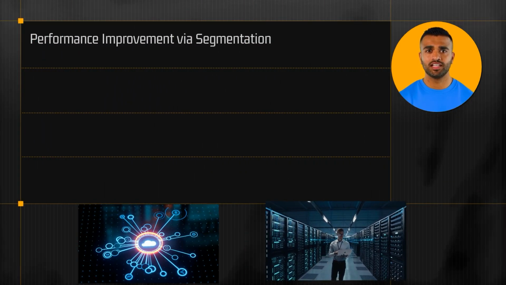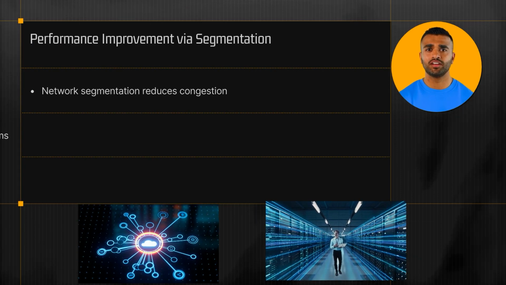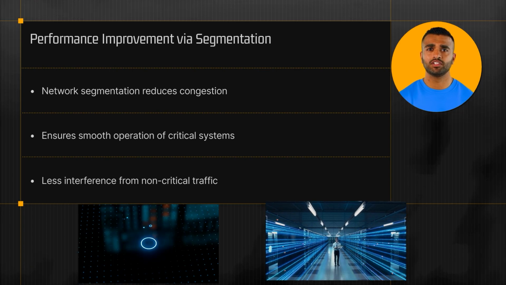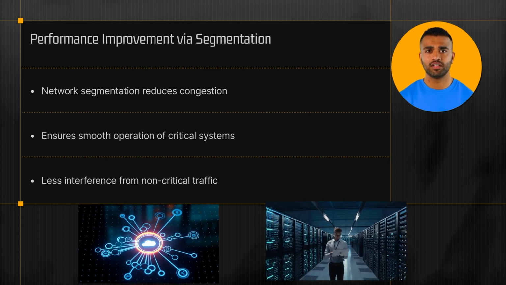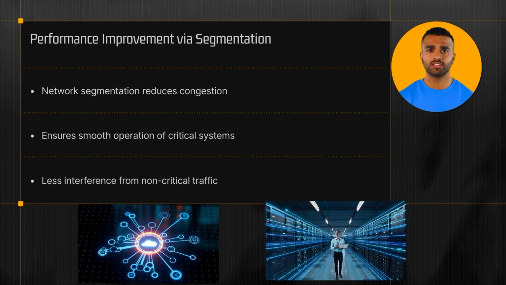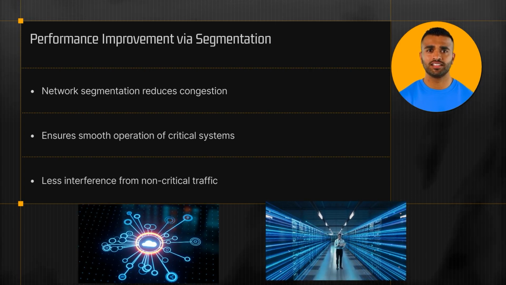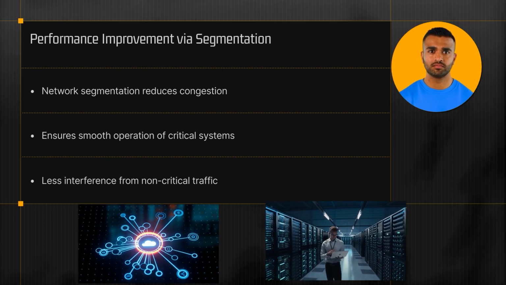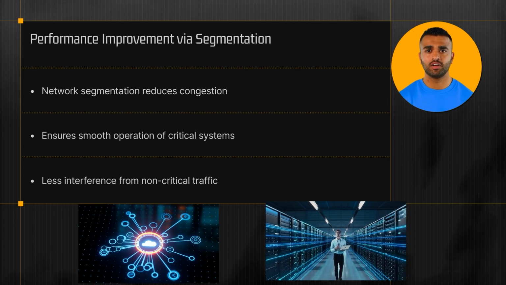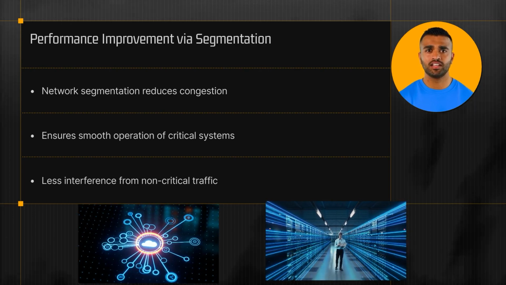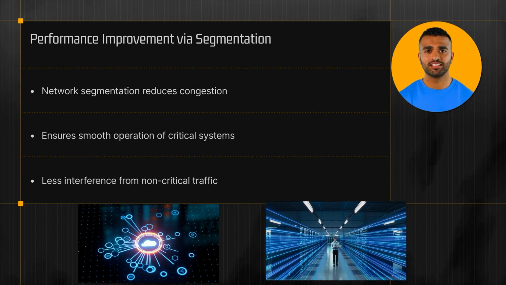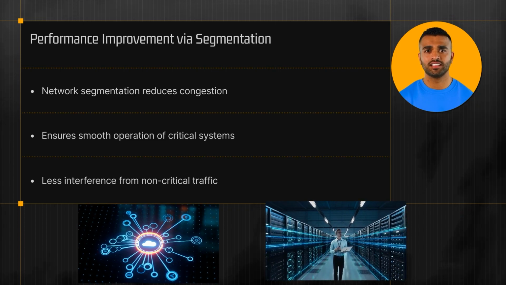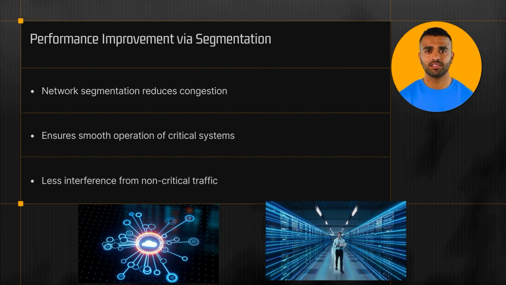Next, consider the performance aspect. By dividing a network into segments, we can reduce congestion. This ensures that critical systems run smoothly without interference from less critical traffic. Isolation of resources. Network segmentation allows organizations to isolate different types of resources or departments within distinct segments. For example, finance, human resources, and research departments may each have their own network segment with restricted access to sensitive data. This isolation helps contain potential security incidents and ensures that resources are only accessible to authorized users.